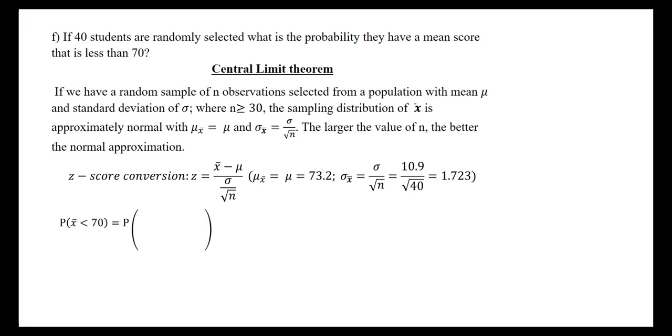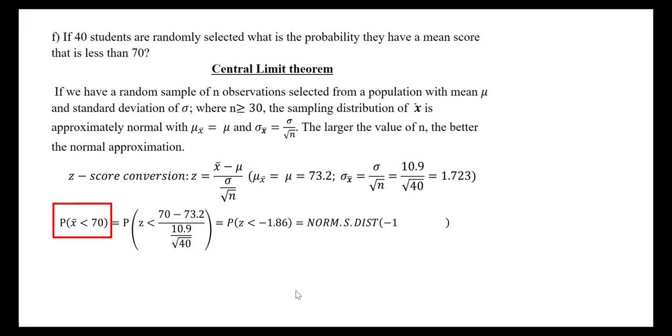So in this case, we have the probability of x bar to be less than 70. Notice in the question, you want the probability that we have a mean score of those 40 students, so we have x bar here instead of x. So we have x bar less than 70. And then we use that z-score formula conversion. We already have mu to be 73.2. We have sigma x bar to be 10.9 over square root of 40. When we compute this, we get approximately negative 1.86. So we need the area below that point, below the z-score value of negative 1.86.